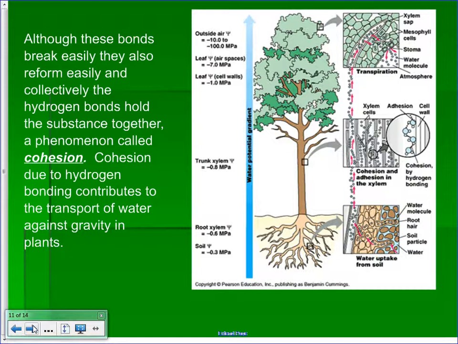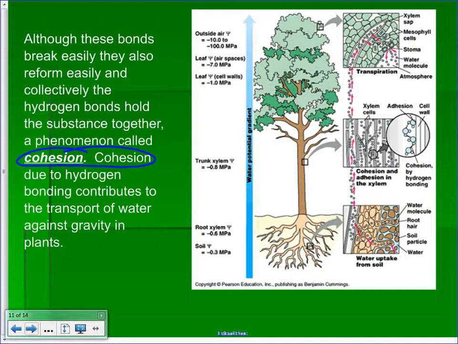So what happens is this. We get this process called cohesion. Cohesion happens when two water molecules hydrogen bond together. It has to be two water molecules in this case. Cohesion, because they're the same.